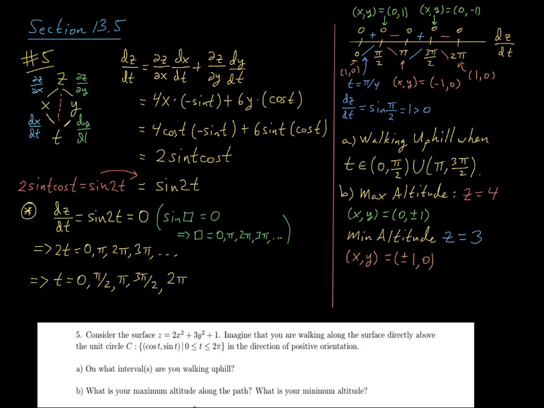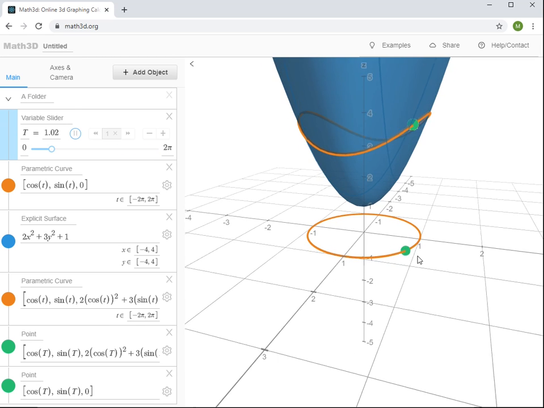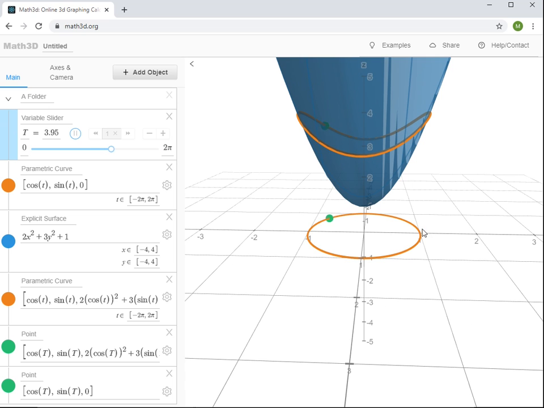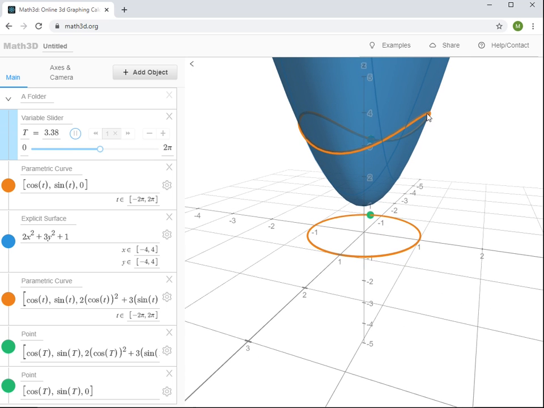Okay, great. Now real quick, before we finish, let's just go back to this diagram. Does that agree with what we're seeing? Well, yeah, you can see the z-axis there inside the surface. That looks like the minimum altitude there happens here and here at a height of 3, and then our maximum of 4 happens over here and here. All right, great. That's going to do it for this problem.